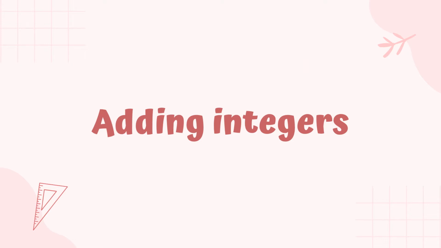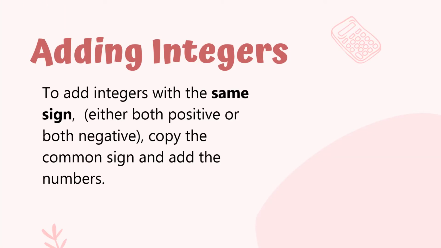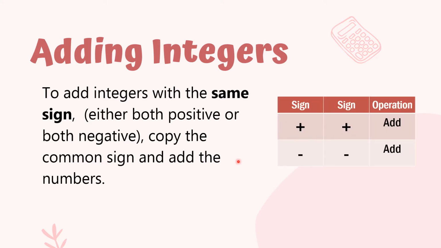So this time we will try to discover how to add integers. In adding integers, please remember that if you have integers with the same sign, either both positive or negative, simply copy the common sign and add the numbers. So we have here the table of signs. If you add two positive, the operation that you will use is addition. If you have both negative integers, simply add the two.